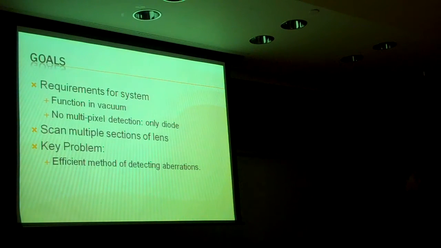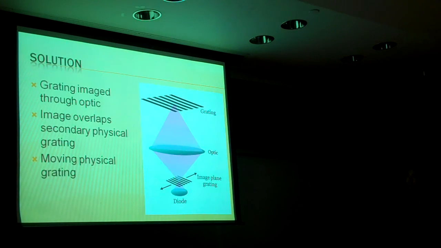So therefore, our goals for this project were to create an efficient method of detecting aberrations that works in the context of an EUV system. Because EUV systems must be contained in a vacuum, this system must also work inside a vacuum, and due to that, cannot use a multi-pixel detection system, and we're pretty much limited to a diode, which is essentially a device that checks how much light it is absorbing at any given point in time.